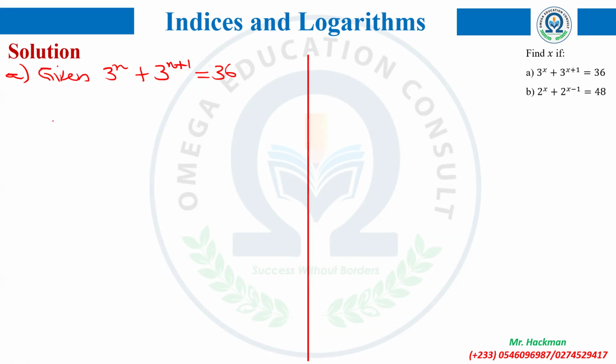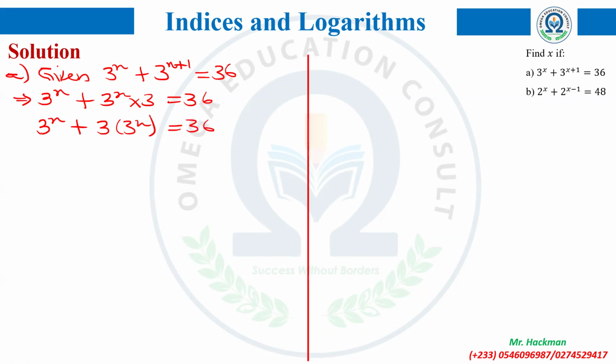So in this case, this is what I mean. I'm going to write this as 3 to the power x, which I will maintain, plus 3 to the power x times 3. Do you agree? 3 to the power 1. So in effect, I'm going to get 3 to the power x plus 3 times 3 to the power x, which is equal to 36.